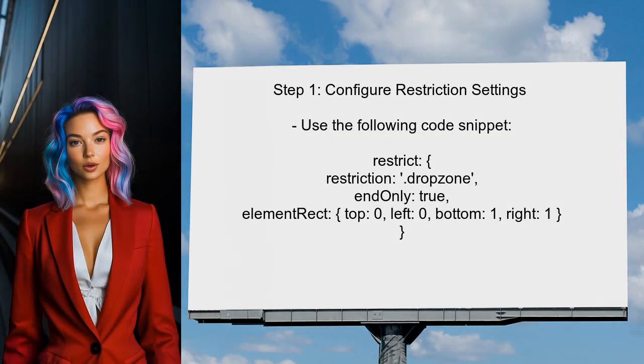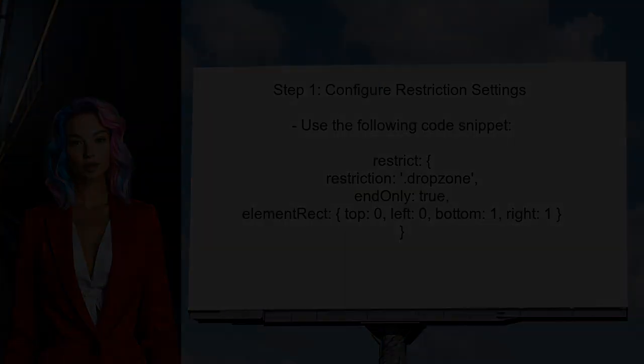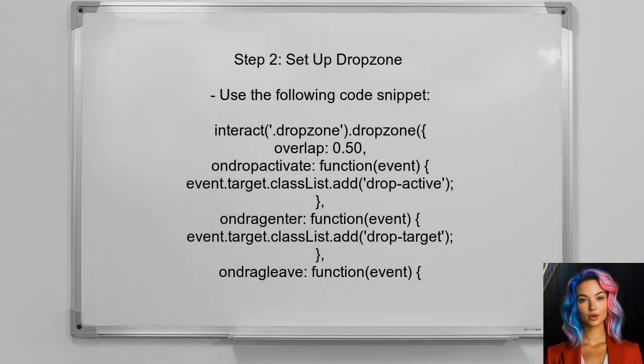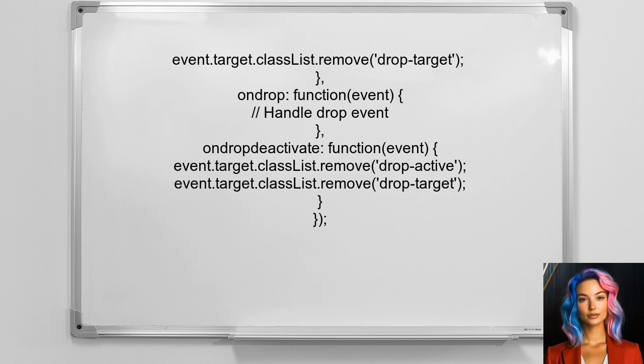To restrict dropping draggable elements into a predefined div, the user should first ensure that the restriction settings are correctly configured in the interact.js library. Next, the user needs to ensure that the drop zone is properly set up to accept draggable elements. This involves defining the drop zone with the appropriate event listeners.